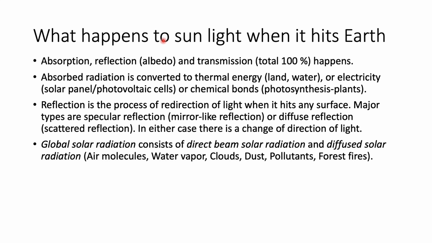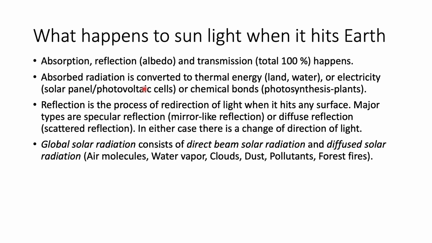So let us look at what happens to sunlight when it hits Earth. When sunlight hits Earth, three major events happen. One is absorption, another is reflection, which we call albedo, and the third is transmission. So these are the three events that happen when sunlight hits the Earth.